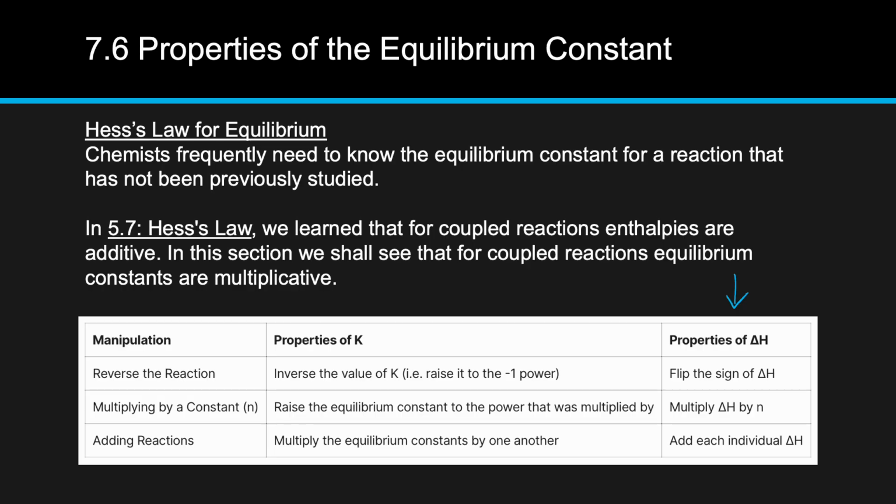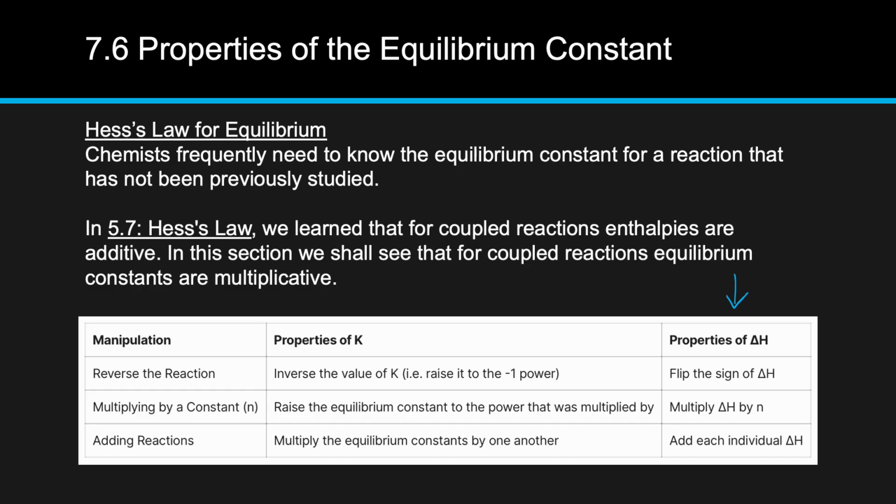So for example, if we were trying to get our overall reaction's delta H value using a series of different reactions, if I had to flip the reaction around, then I flip the sign of delta H. If I had to multiply the reaction by 2, I would multiply delta H by 2. And if I, at the end, had multiple reactions that I needed to put together, I added up all of those delta H values. Now, the properties of equilibrium constant for Hess's law works kind of the same, but the manipulations are different because it's a reversible reaction.